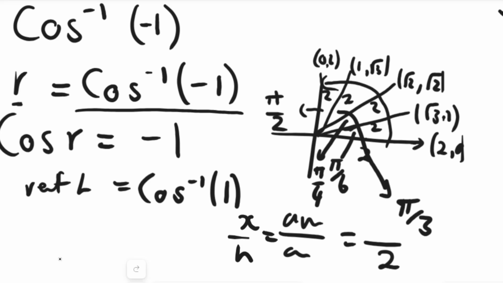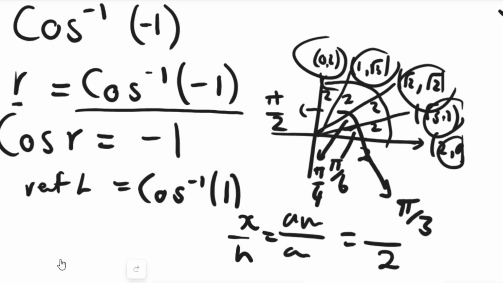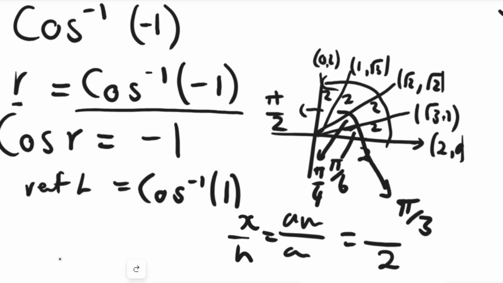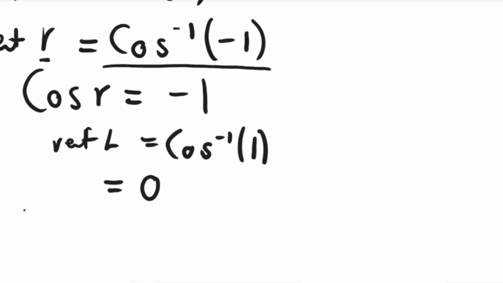We put it as 2. So we want to have 2 here. On which one of these values do we have 2 as our x? It's only here when our angle is 0. So this means our reference angle is just 0 radians. Okay, from here we say our CAST diagram looks like this.